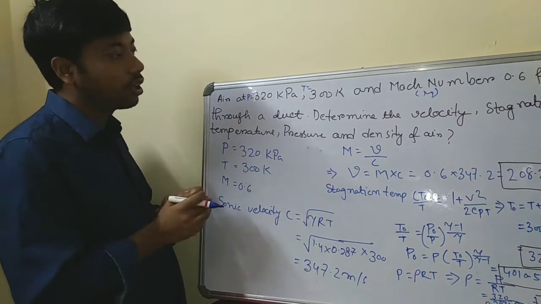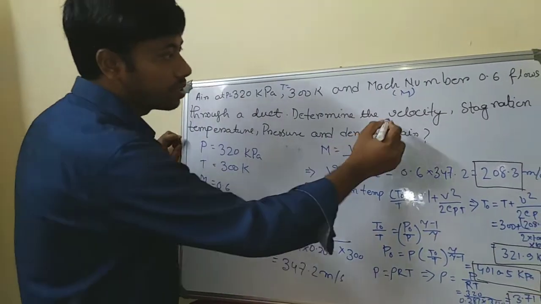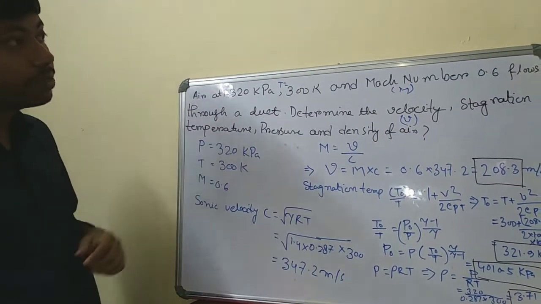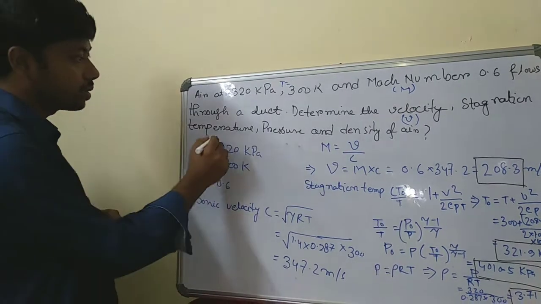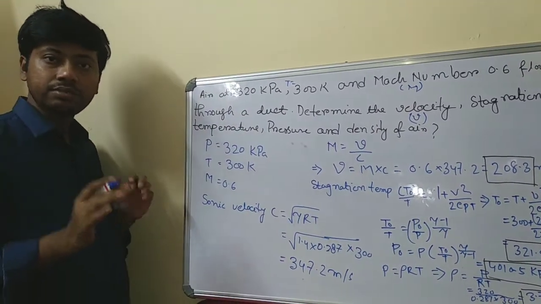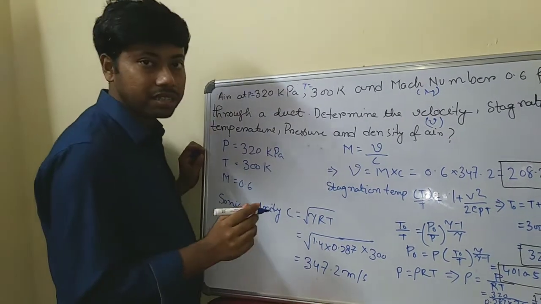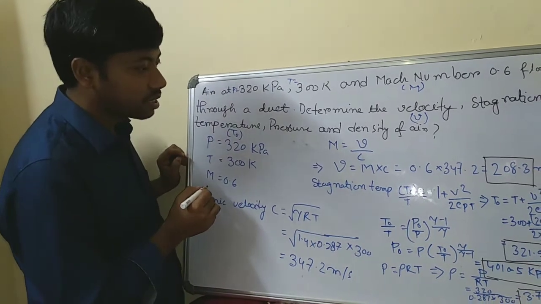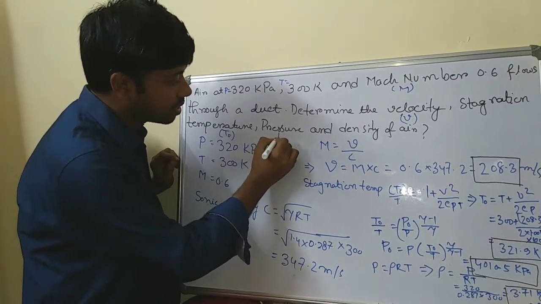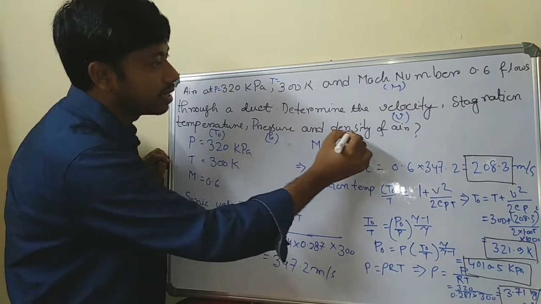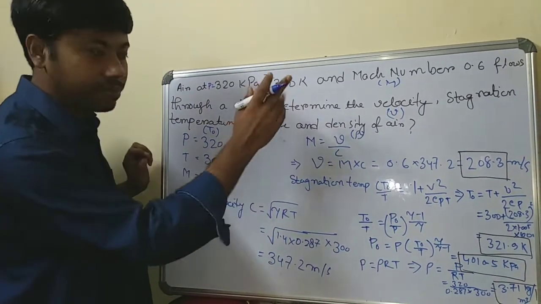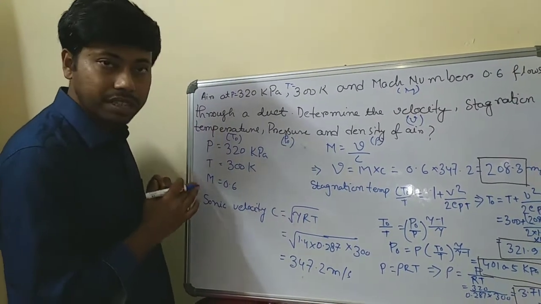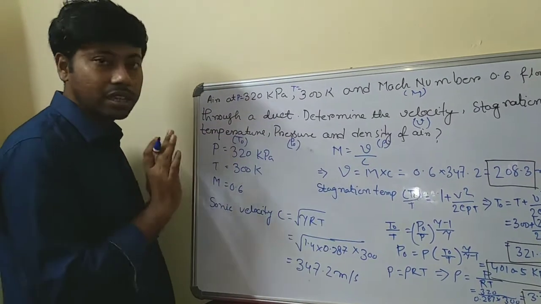Now you have to determine the velocity, that is, the actual velocity of the fluid, indicated as small v or capital V. Then the stagnation temperature, the temperature being designated with T, so stagnation temperature is T0. And the stagnation pressure, that is P0, and the density. So you have to calculate the velocity of the fluid, the stagnation temperature, stagnation pressure and density.